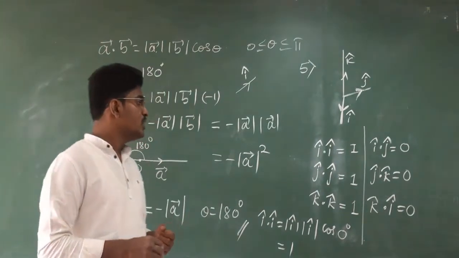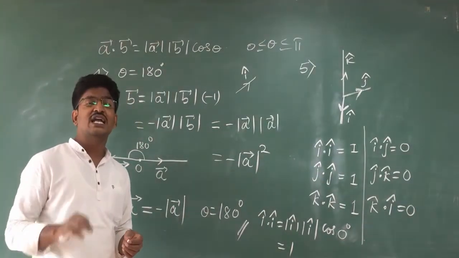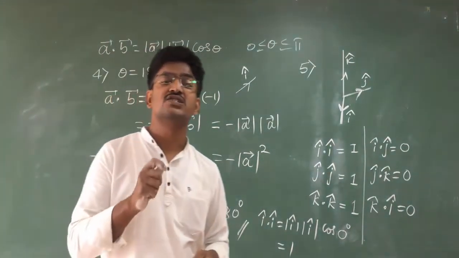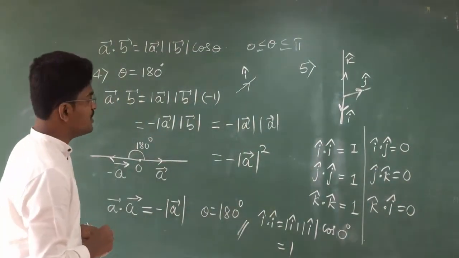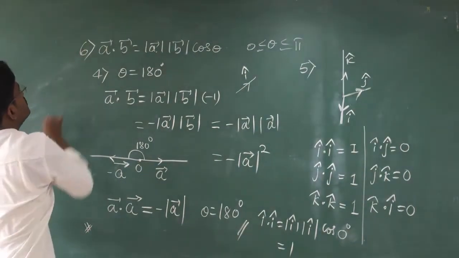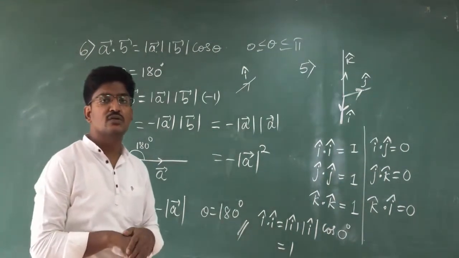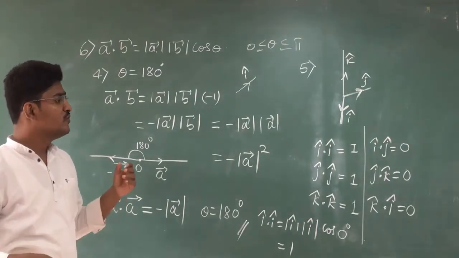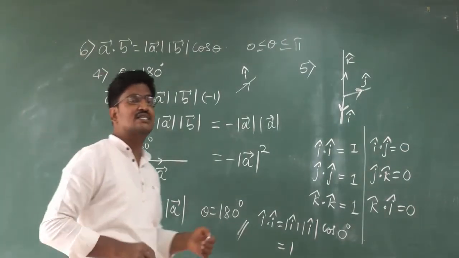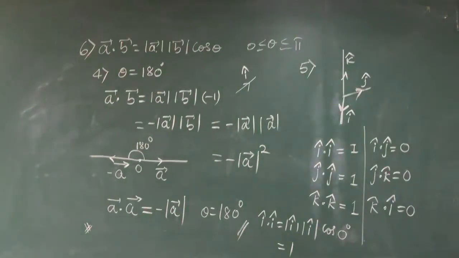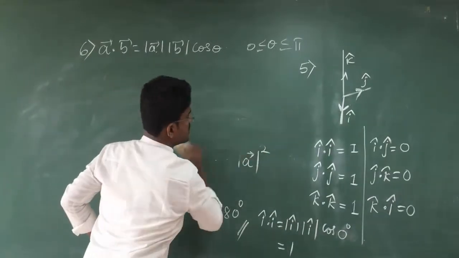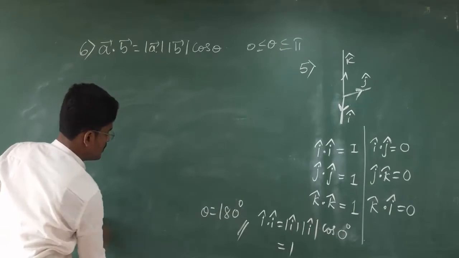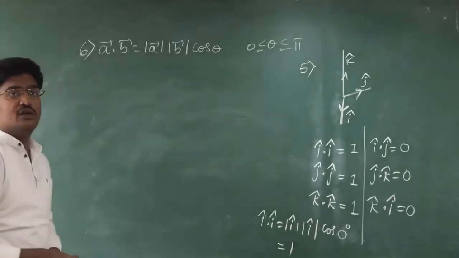So one more important observation is finding the angle when two vectors are given. That is going to be my sixth observation for this dot product. So let us discuss that. See here, the sixth observation is finding the angle between two vectors.